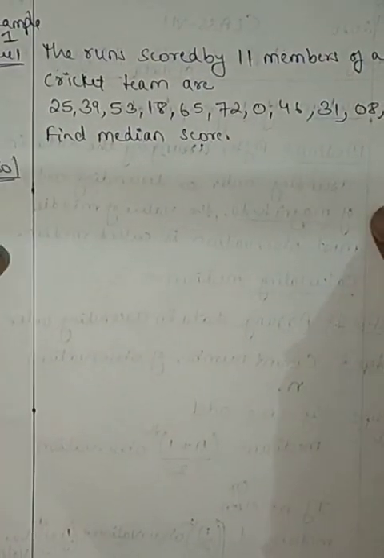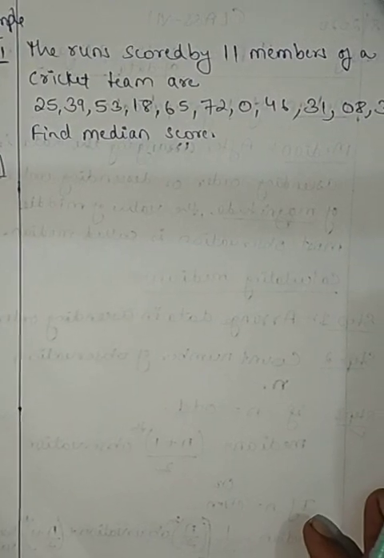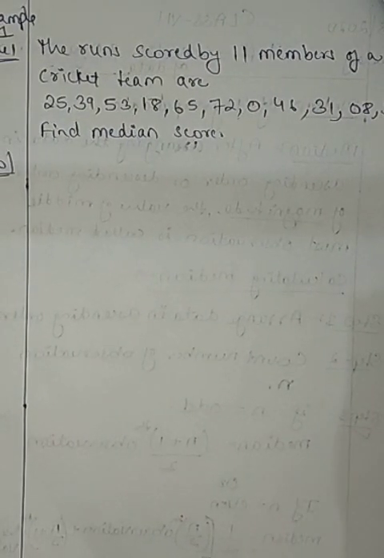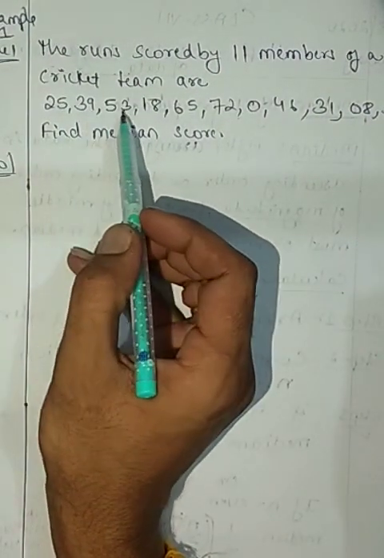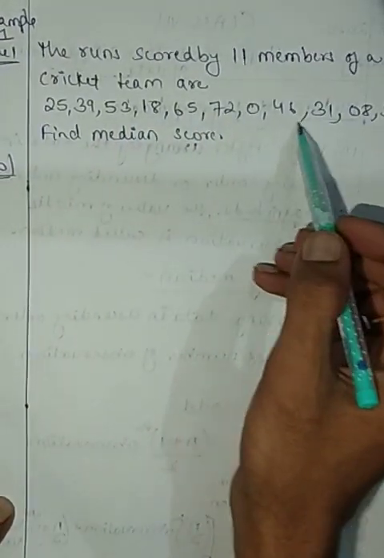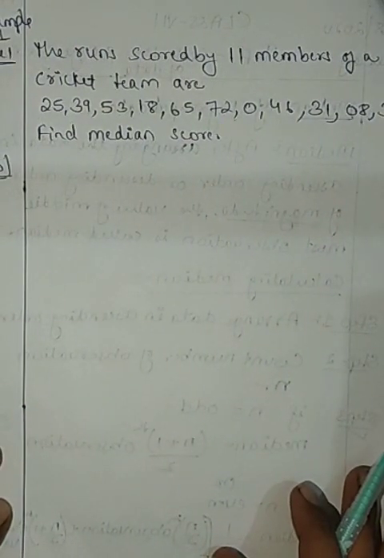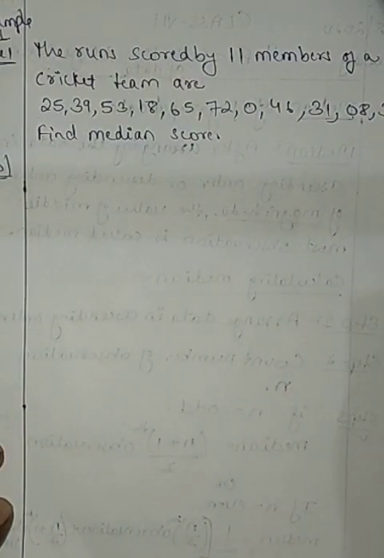Coming to the question, this is an example from your textbook. What does the example say? The runs scored by 11 members of a cricket team are given as follows: 25, 39, 53, 18, 65, 72, 0, 46, 31, 8 and 34. These are the runs scored by 11 players of a team.